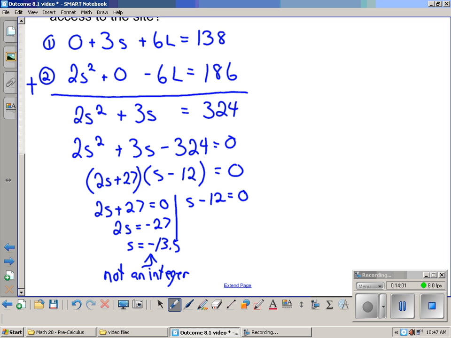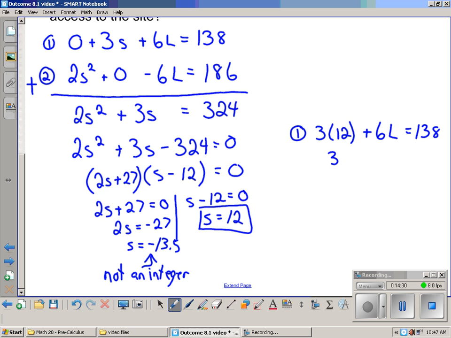Solving the second solution, we end up with s being equal to positive 12. So this gives us our smaller number. To find the larger number, we can find that by substituting back into either one of our original equations. So let's substitute into equation number 1. And we end up with 3 times 12 plus 6 times the larger number is 138.